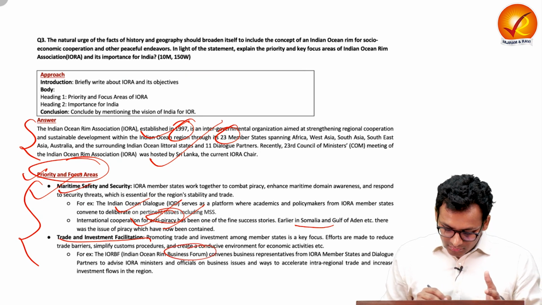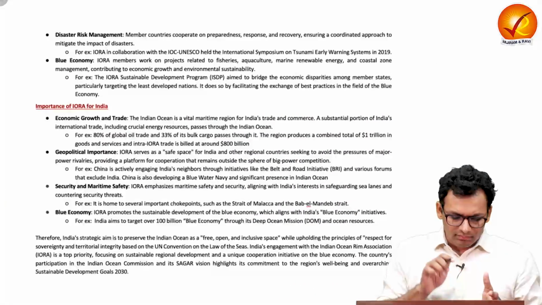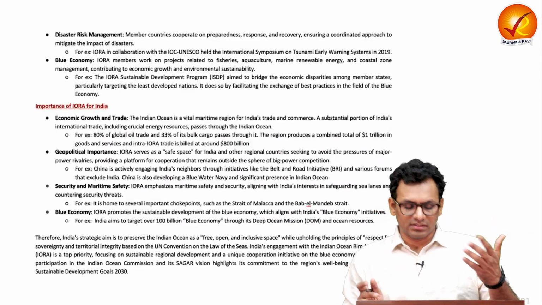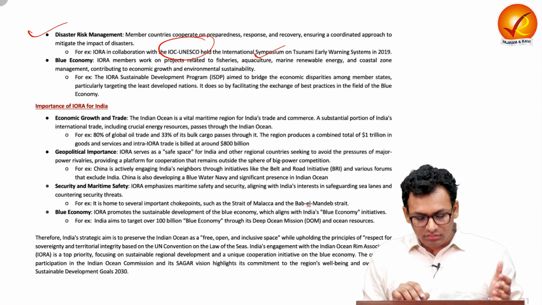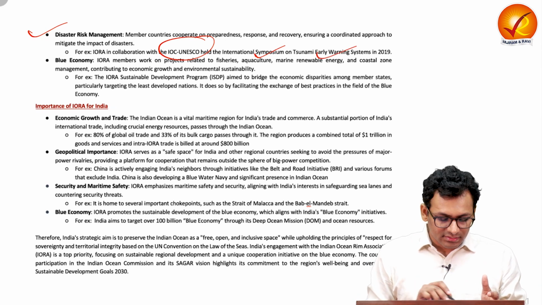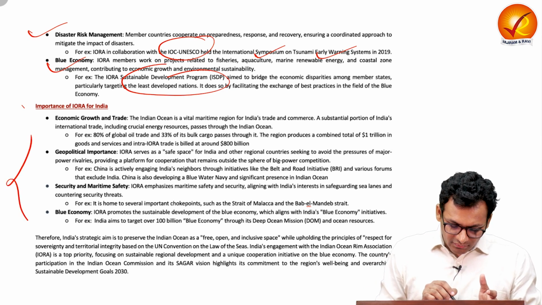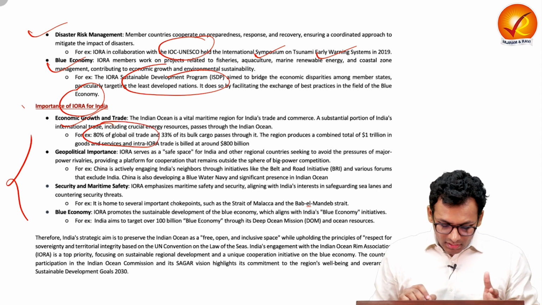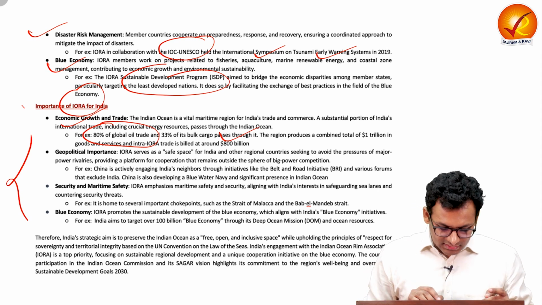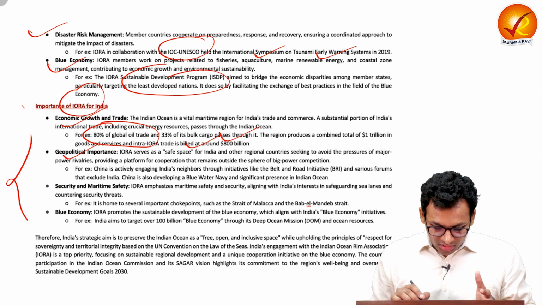We have the business forum. So these are some of the crucial points that you can cite and help your point look better. Then we have disaster risk mitigation. Along with UNESCO, we have a synopsis on early warning systems. For blue economy, we have a sustainable development program. For the importance of IORA for India, we have economic growth and trade. As we talked about, 80% of global trade in oil passes through the Indian Ocean, and that definitely supports India's economic story.